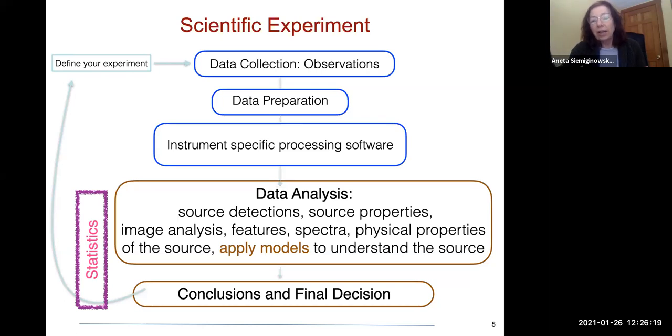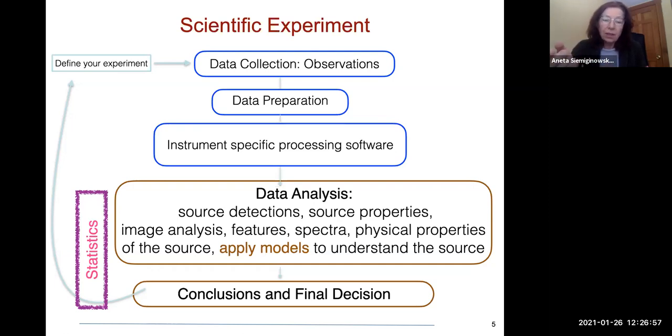Then the data is collected by detectors, and there is some data preparation which is done by standard pipelines, and then instrument-specific processing software. So when we get to the point where we try to do data analysis, we're already looking at data which has been pre-processed in some ways. The statistics typically comes into place where we analyze the data. We're looking at source detection, the source's properties, and image analysis.